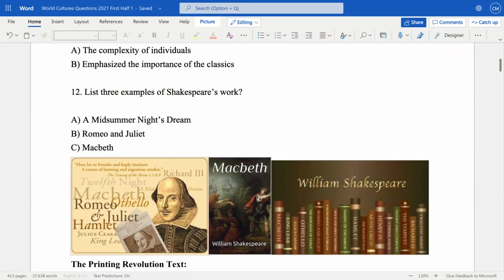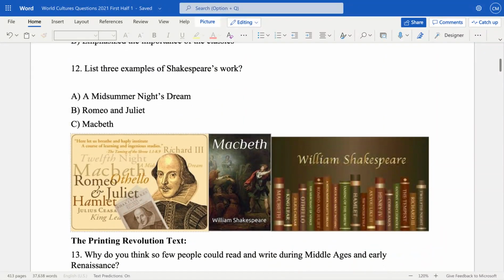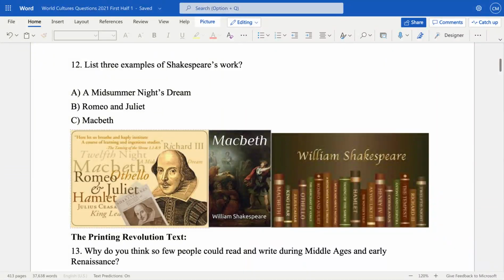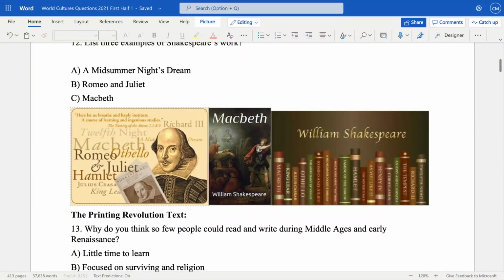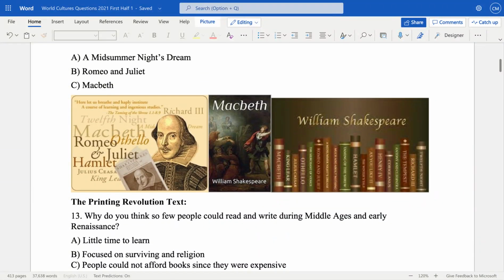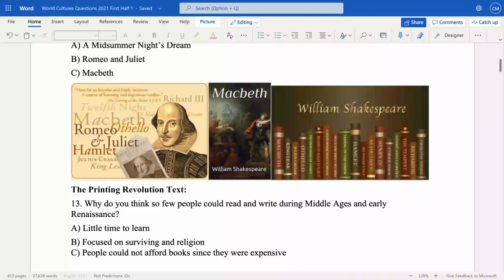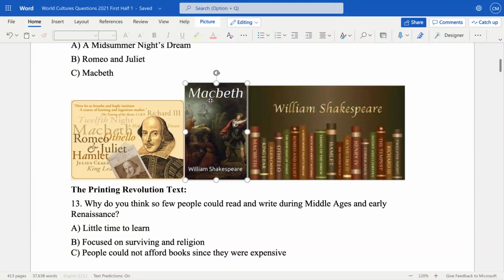Next, we'll look at the printing press. 13, why do you think so few people could read and write during the Middle Ages and early Renaissance? Very little time to learn. Many people were working in the fields and the farms all day long. They were also focused just simply on surviving, and they focused in on religion, and people couldn't afford books since they were very expensive.